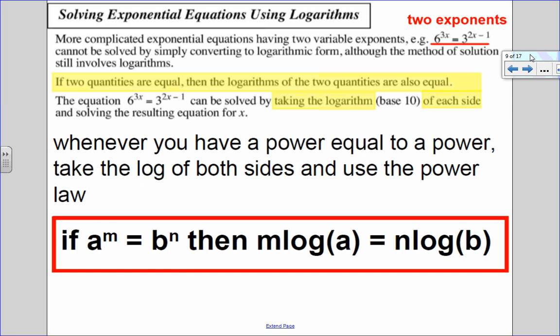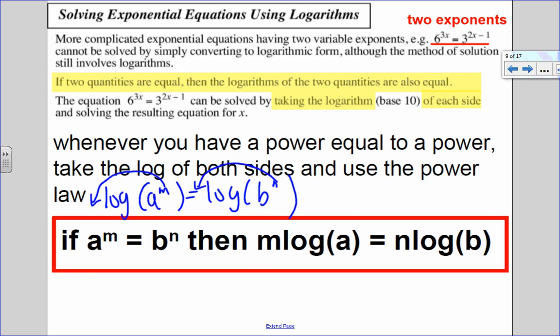Whenever you have a power equal to a power, by taking the log of both sides, watch what happens. Log of a to the m equals log of b to the n, using power law, this exponent comes down in front. So if a to the m equals b to the n, in other words, they're just two different powers with different bases, then bringing this down, m times the log of a is equal to n times the log of b. So we're going to use this anytime we have two powers.